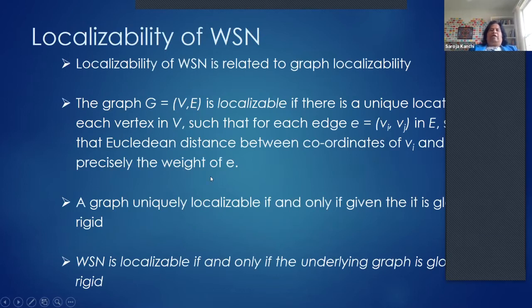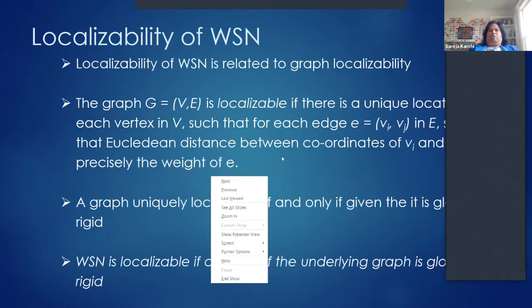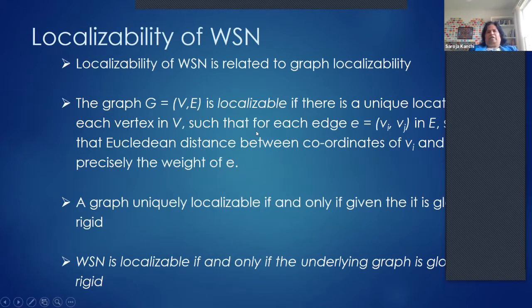So what is localizability then? How do we go about it? What kind of information is given for us to find the location of these sensors once they're deployed? It turns out that when we say we want to localize a wireless sensor network, actually what we're talking about is localizing the underlying graph. So we'll be using some terminology from graph theory along the way.